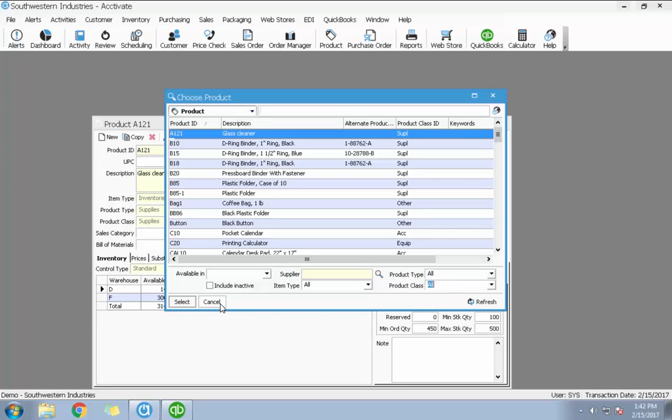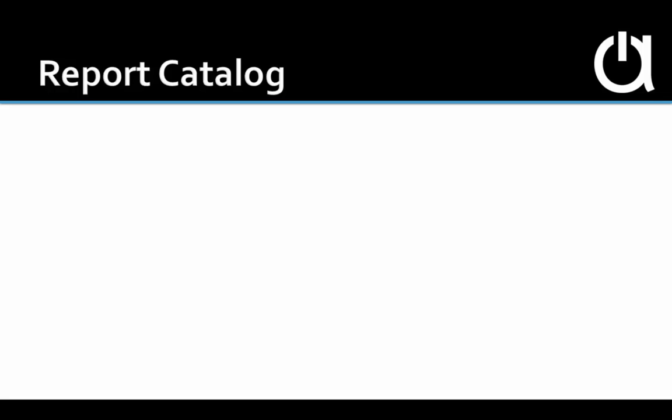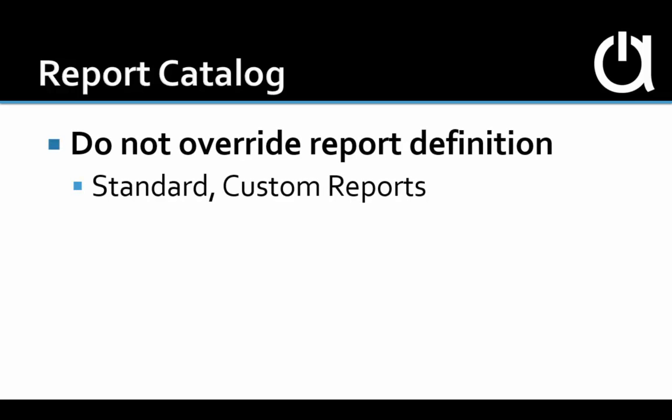Okay, so for the reports, we also had a couple of questions coming in about the report catalog, specifically about things like the option to not override report definitions. This should be used when you've moved, modified the selection prompts, or copied reports to another location when working with a standard or a custom report.